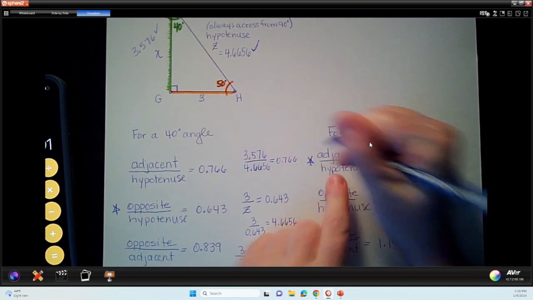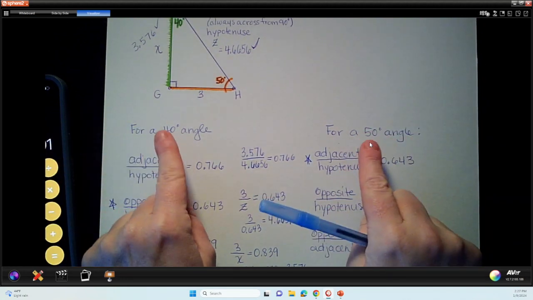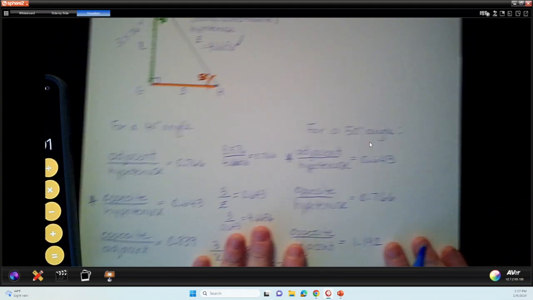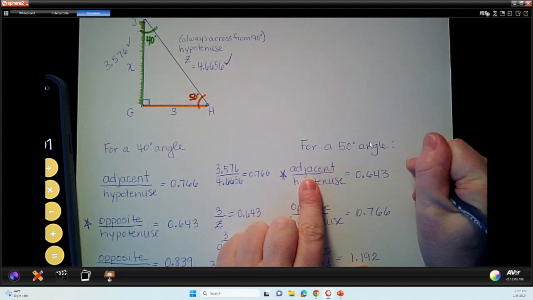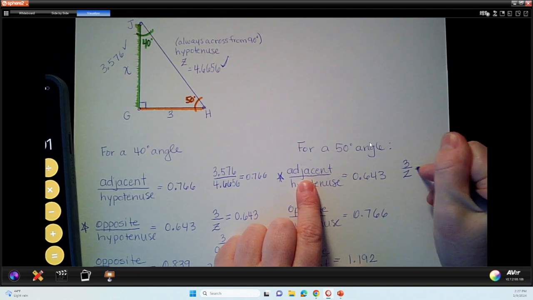Now remember, it's going to be the opposite. These two are flip-flopped because 40 plus 50 is 90. So whichever one you're using, the adjacent, the opposite is going to be reversed. Okay, so I'm going to come over here and I'm going to use my 3. I don't know what my hypotenuse is. I mean, I do, but I don't. I'm going to start from scratch.